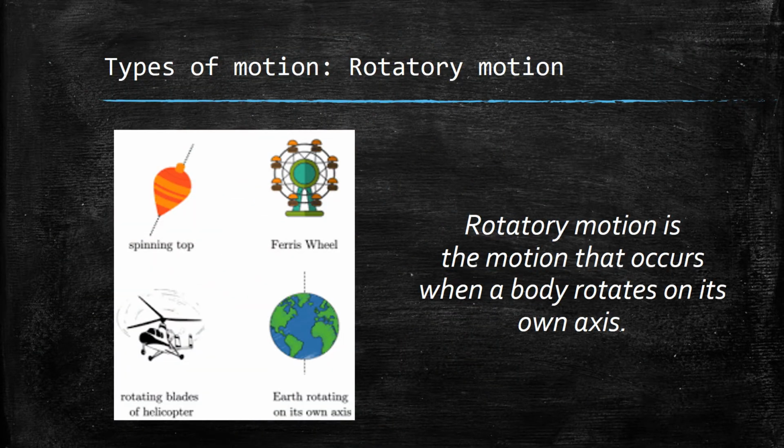What is rotatory motion? Rotatory motion is the motion that occurs when a body rotates around its own axis. The earth has an axis and it moves around it. So there is an axis and the object moves around it, whatever the object is. A spinning top, even a Ferris wheel. There is one axis and the whole Ferris wheel moves along it. Rotating blades of a helicopter as well, and even a fan. A fan also moves in a rotatory motion.